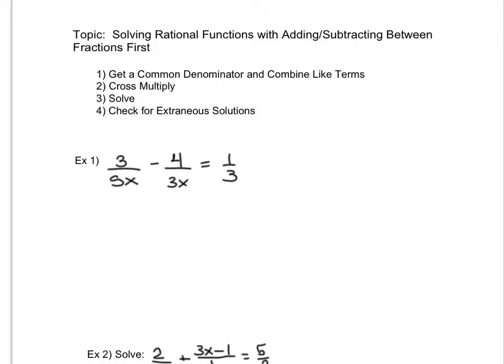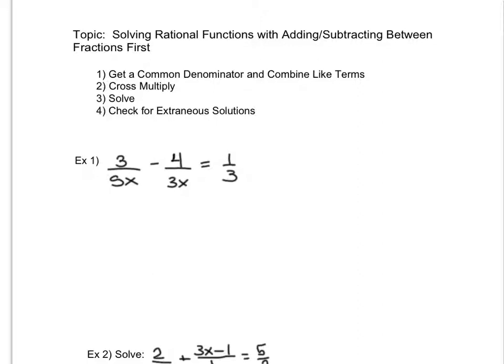Sometimes when we solve rational functions or rational equations, it's not quite as simple as just cross multiply. Sometimes there's some steps we have to take first. One of those situations occurs if we have to add or subtract some fractions first. So if, for example, you see that you have two fractions that need to be combined, we cannot cross multiply until we have one term on each side.